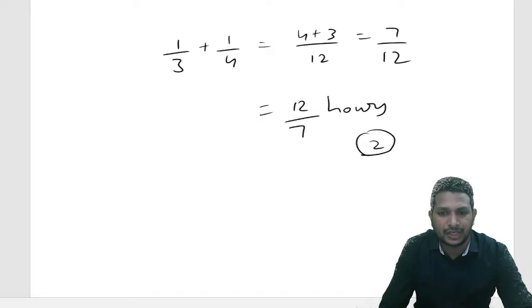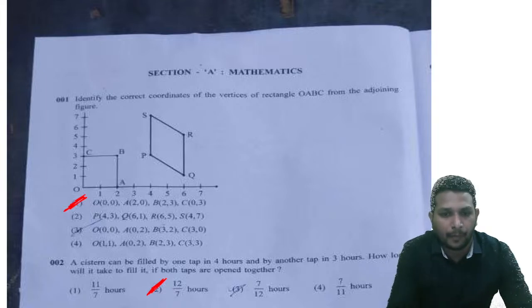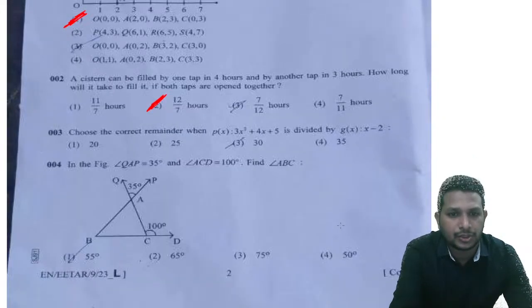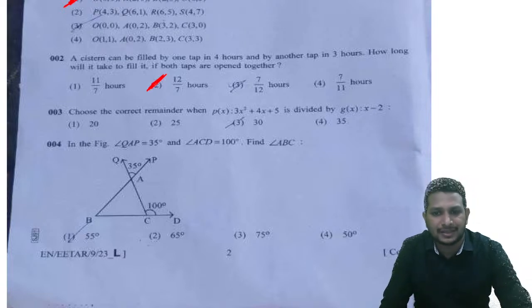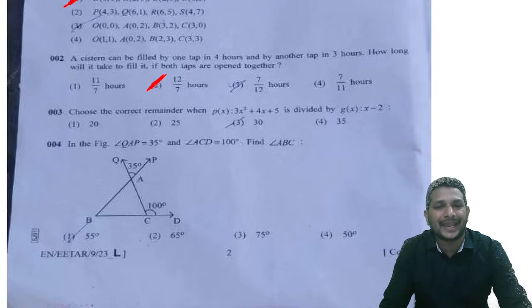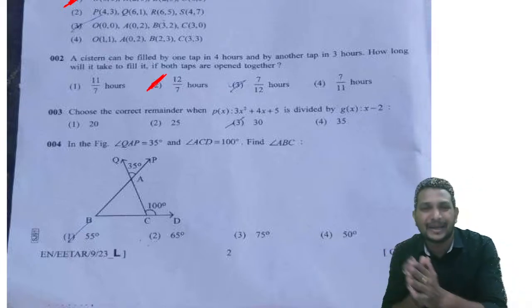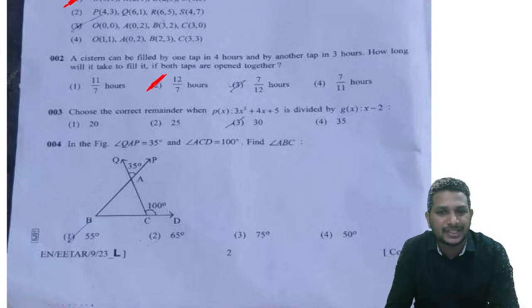If you look at the next question, question number 3: choose the correct remainder when p of x is divided by g of x. p of x is given as 3x square plus 4x plus 5, and they gave this g of x also. According to the remainder theorem, we need to find the remainder when this polynomial p of x is divided by g of x. According to this remainder theorem, look at the logic. I'm just writing it in a document.